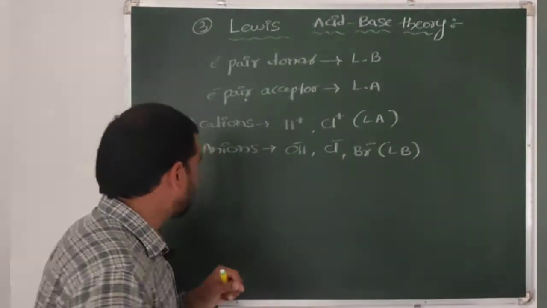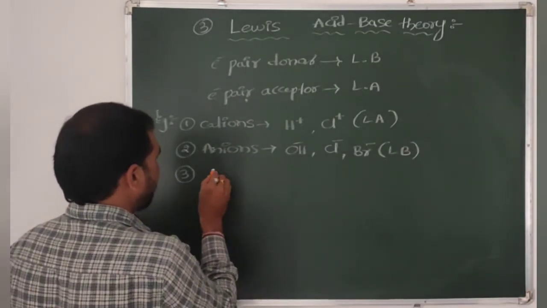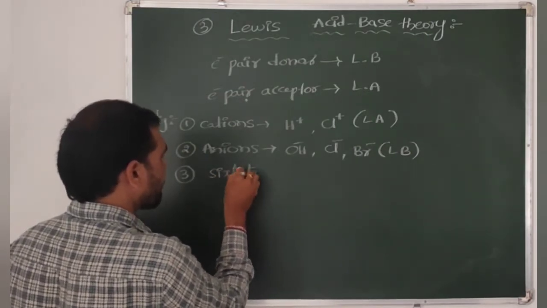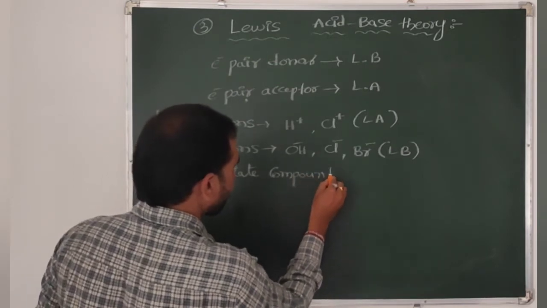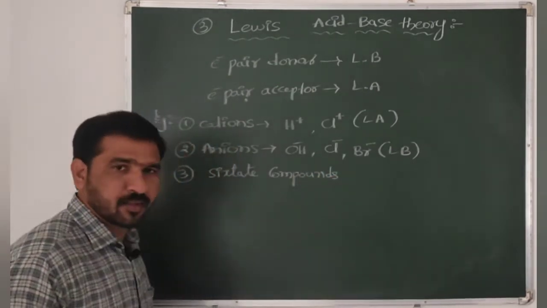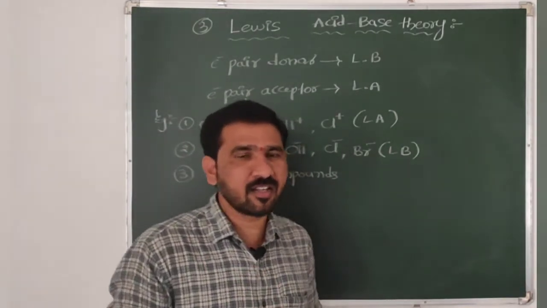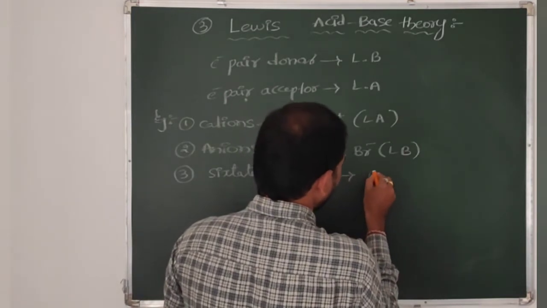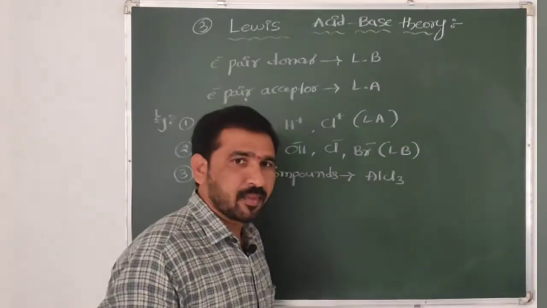Is it clear? Then coming to the next example, sextet compounds. Sextet compounds means what? Some compounds have a central atom with a sextet electronic configuration. For example, if you see AlCl3. Is it clear?